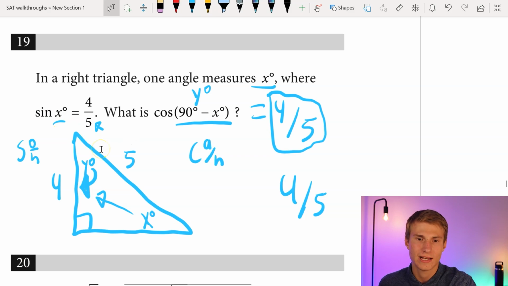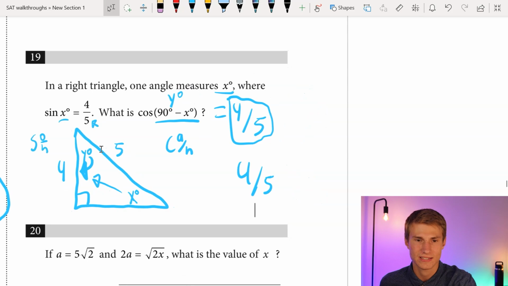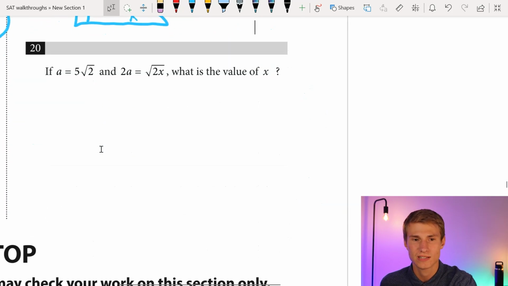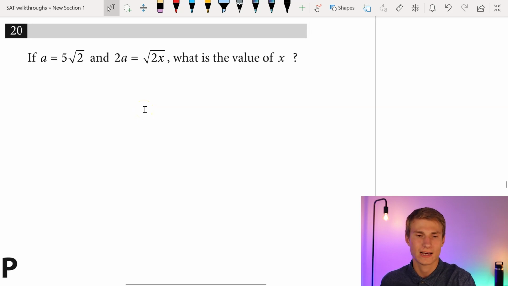So being able to recognize that if you have sine of X is equal to some number, cosine of 90 minus X is going to equal that same number. That's something you're going to want to memorize if you're looking to score close to perfectly on the math section, because it's going to help you save a lot of time.